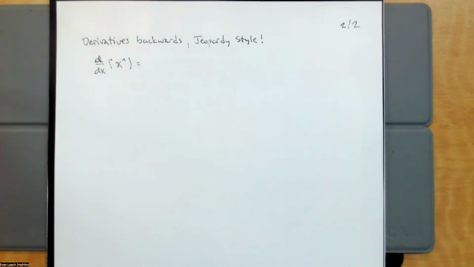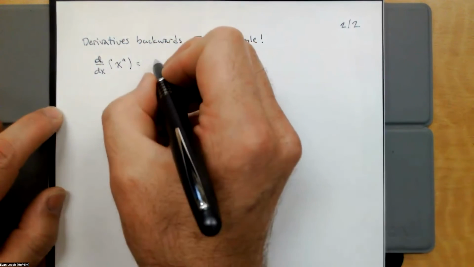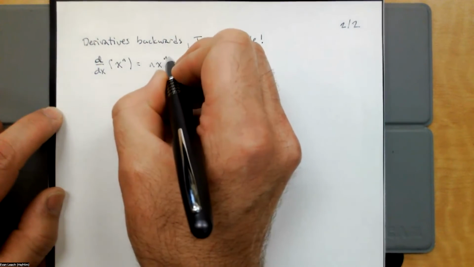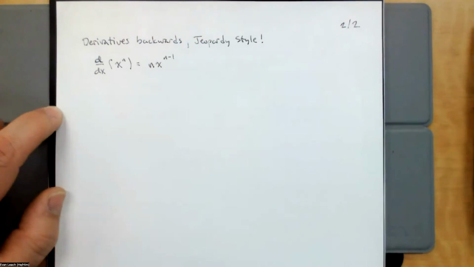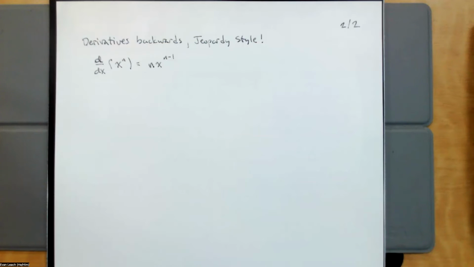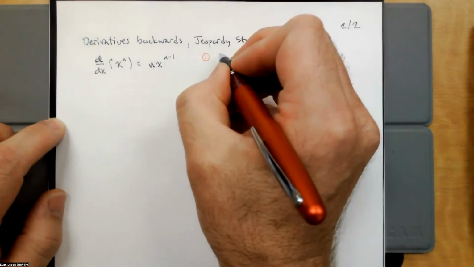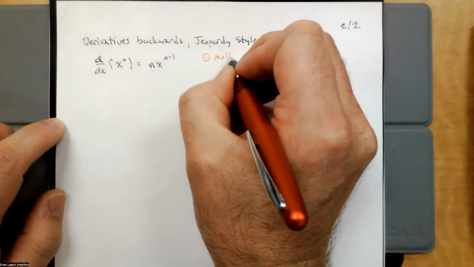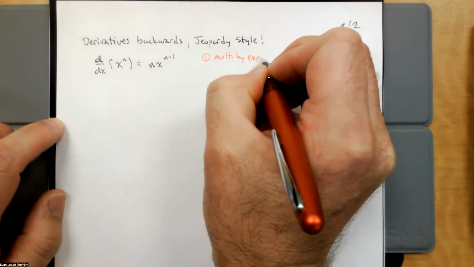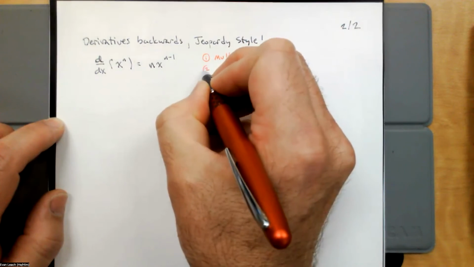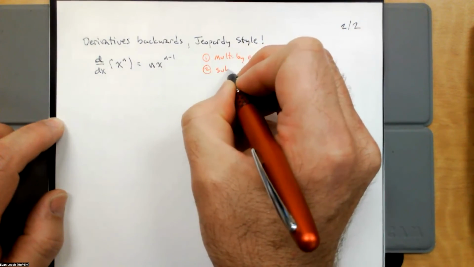So remind me again, what's the general derivative of a power function? What's the derivative of x to the n? n x to the n minus 1. So let's write down what we did in this operation. This operation says multiply by the exponents, and then subtract 1 from the exponents. So this operation says first multiply by the exponents, and second, subtract 1 from exponents.